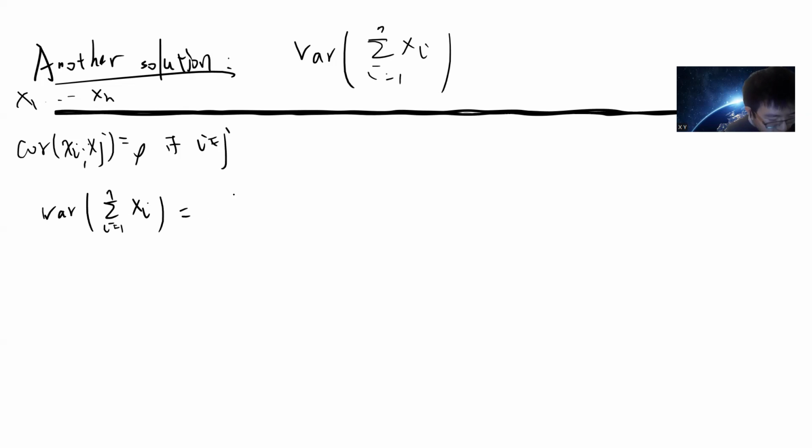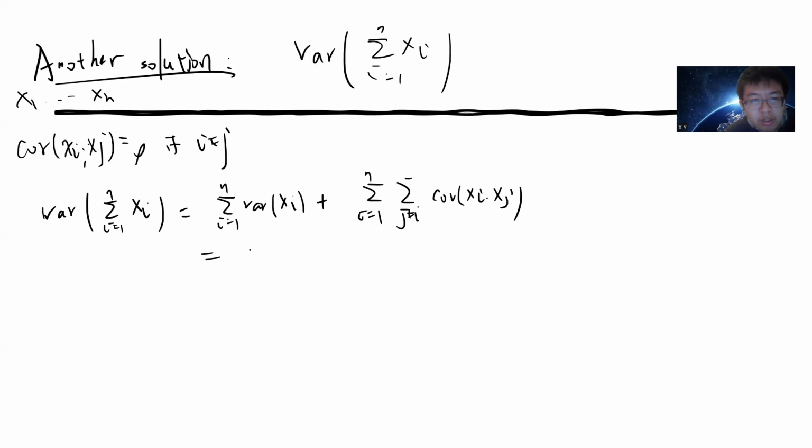Okay, so if I sum over them, then by definition, I will get the sum from i equals 1 to n of the variance of xi, plus the sum from i equals 1 to n, and j different from i, of the covariance of xi and xj. Okay, this is it, right?